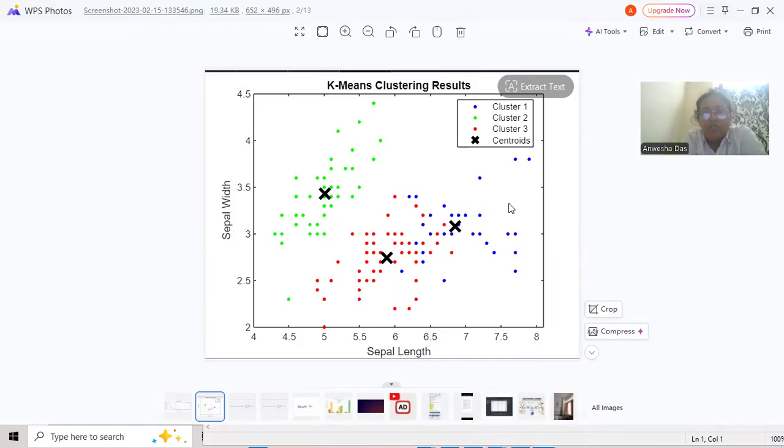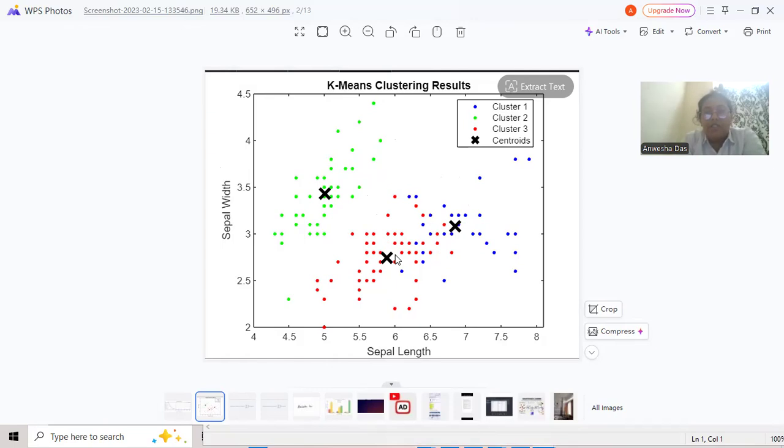What is unsupervised machine learning? In that unsupervised machine learning algorithm, there is no output column. Based on the input data, we have to group, we have to create clusters. So here, if you consider this particular example, we have sepal length and sepal width, and I have three clusters. One is the green cluster, another one is the blue cluster, another one is the red cluster.